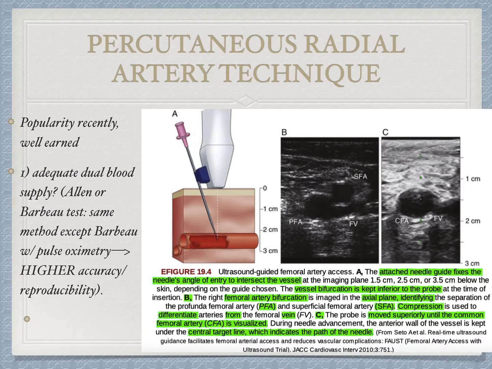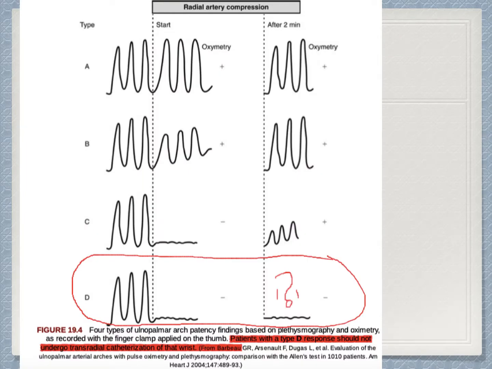And look at diagram C. It shows you a line that crosses through the artery. That's nice. That might tell you that's the middle of the transducer of the probe's visualizing field. Remember the Allen or the Barbeau test. Allen is more common, but the Barbeau test has more accuracy and higher reproducibility. Why? Because you're using an objective parameter, which is oximetry. As you see in figure D, there is no flow of blood after 2 minutes. This means this patient should not undergo transradial cath.